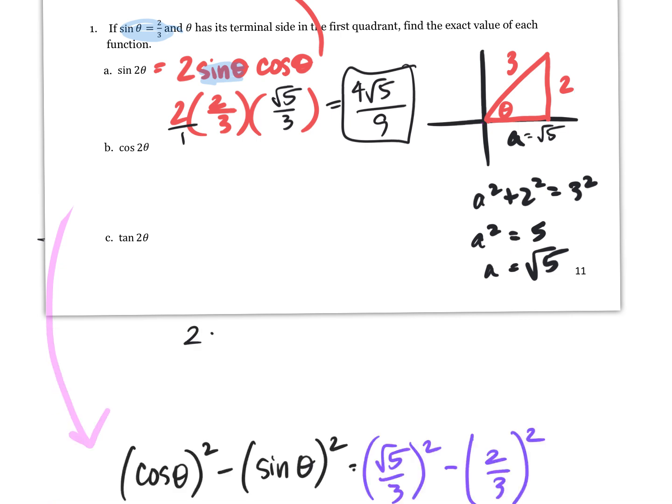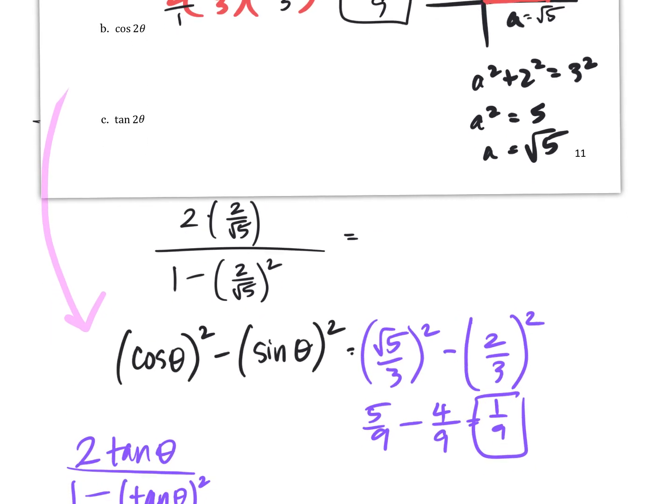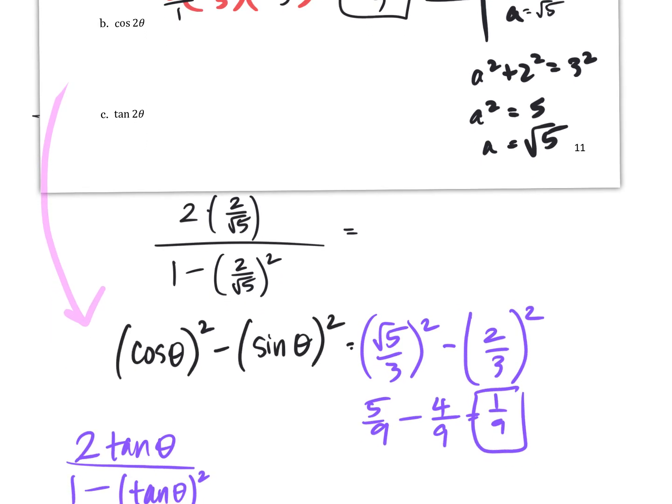Yeah, so I've got 2 times opposite over adjacent. That's my numerator, over 1 minus that same quantity, tan of theta. SOHCAHTOA, opposite over adjacent, 2 over root 5, squared. All right, we can do this without a calculator. What's 2 times 2? 4 over root 5.